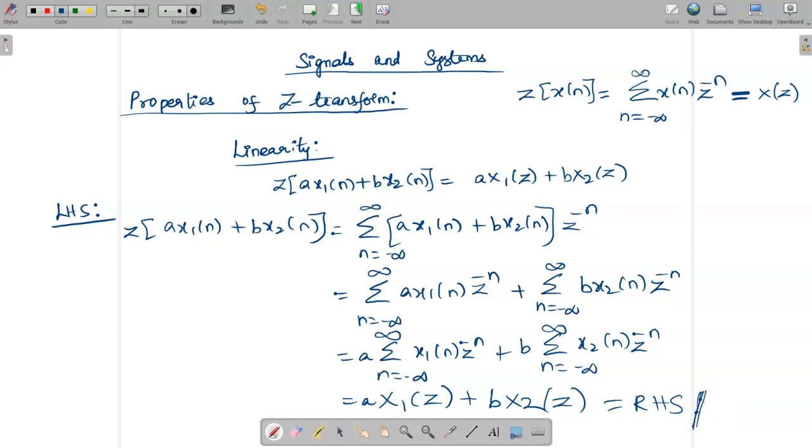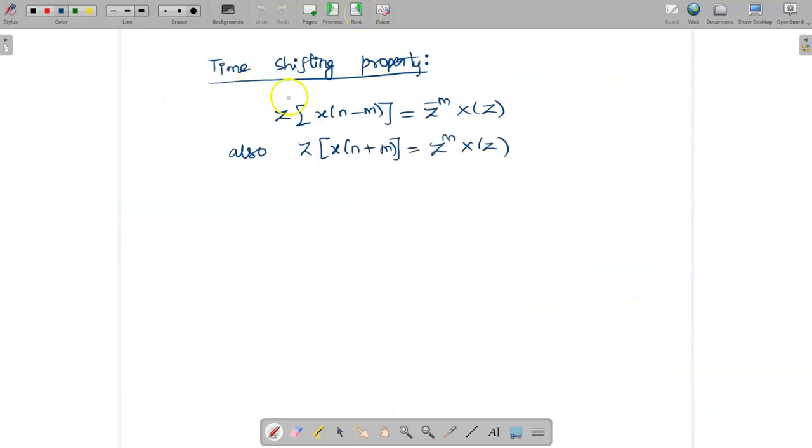Okay. So next we will move on to the next property, time shifting property, which is, so take your left hand side.